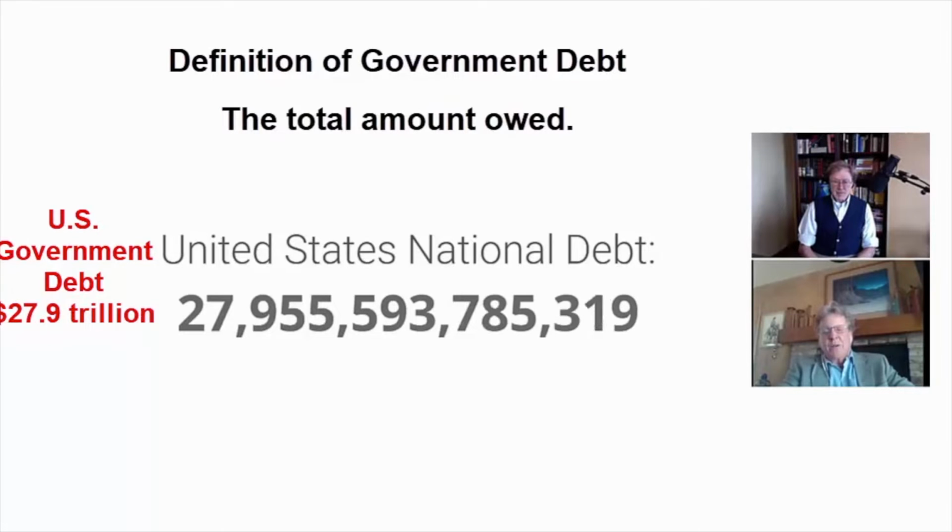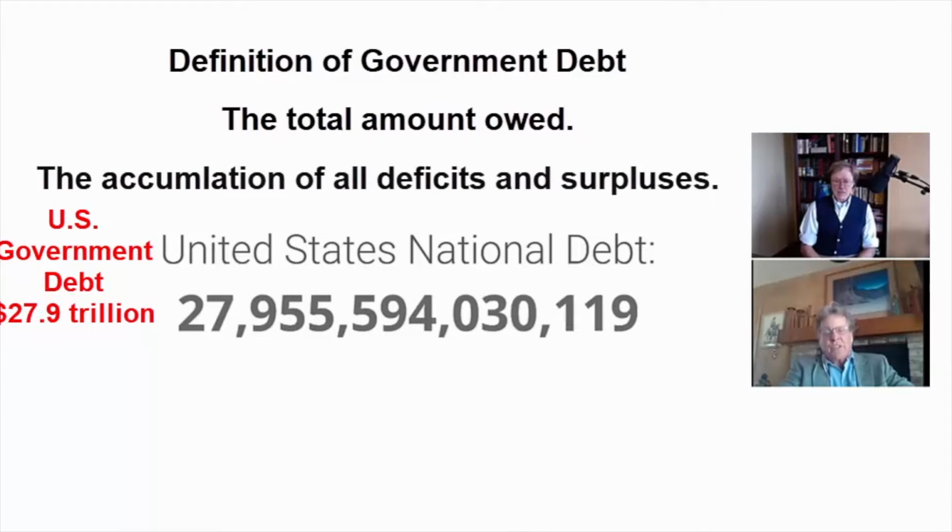Boy, that's a pretty simple definition. I had an argument with some college professors. They said, no, that's not the definition. The definition is the accumulation of all deficits and surpluses. A deficit is when the government overspends what it receives in a year. Well, I think it's very important you just pointed out the word deficit refers to the yearly overspending. I like the definition. The national debt is the accumulation of all the yearly budget deficits or the yearly overspending.